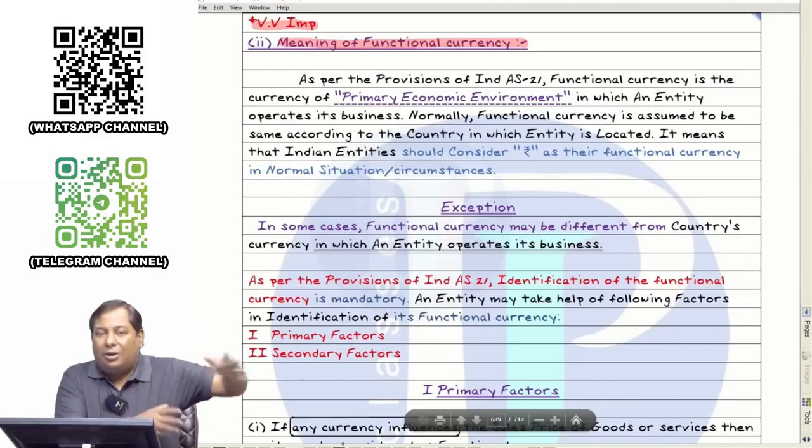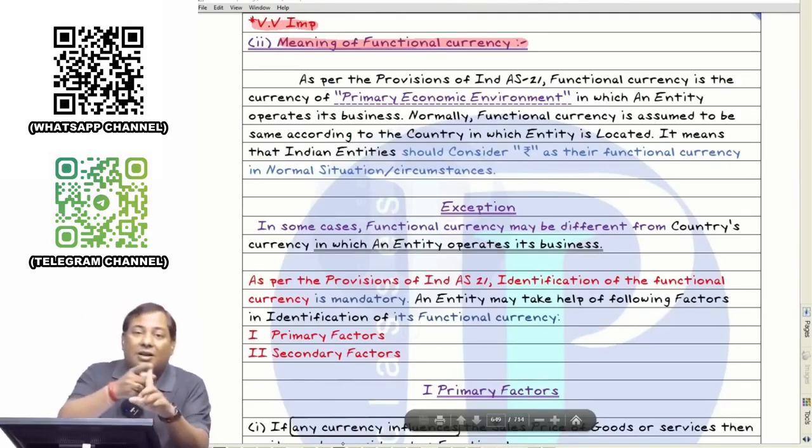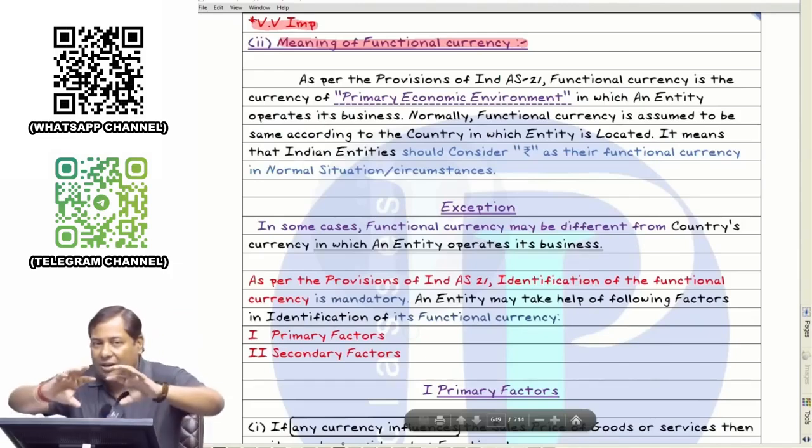The economic environment outside is completely different. You need to understand the concept. Functional currency is the currency in which you run your business, the currency in which you operate your business. The currency in which your business operates is your functional currency, and it may be different from the reporting currency, the local currency. So I told you to identify the functional currency first.